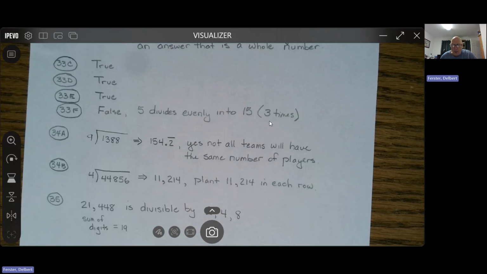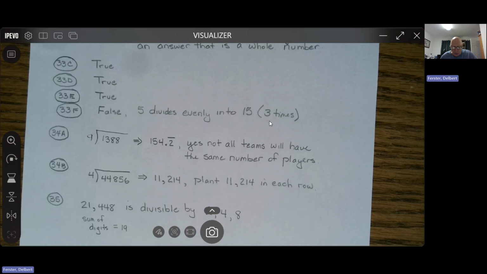Part B, farmer in the dell, 44,856 potato plants. He wants to plant in 4 long rows. So the question is, will there be an even number of rows or an even number in each row? So does 4 divide evenly into 44,856? I said, yes, it does.